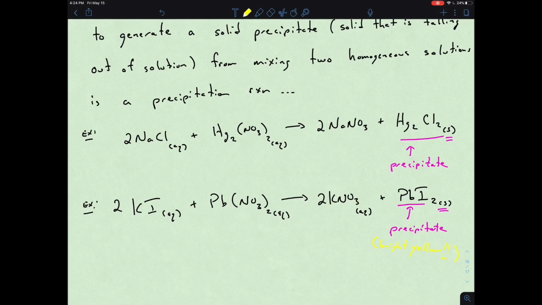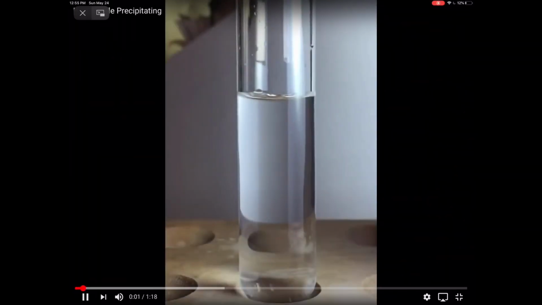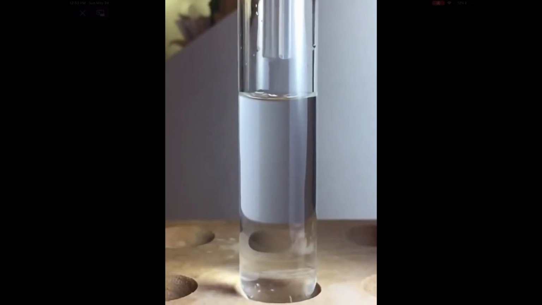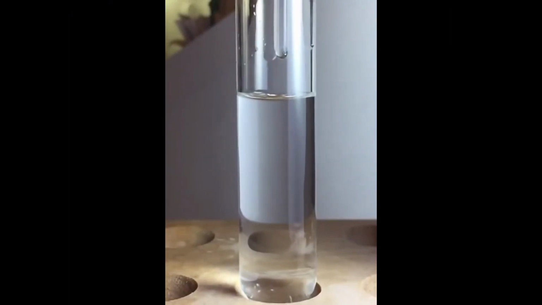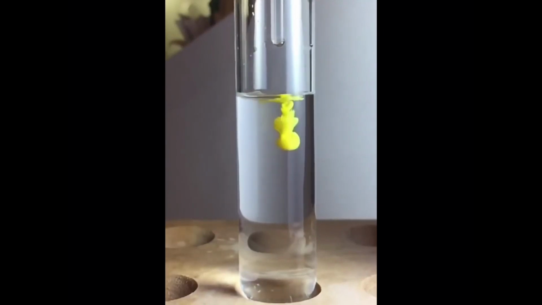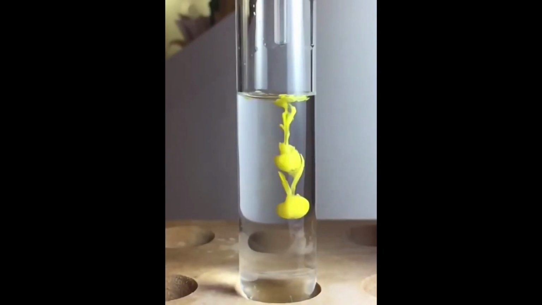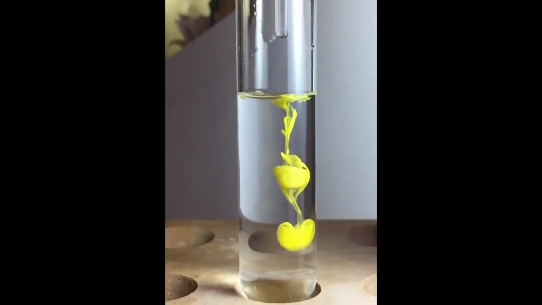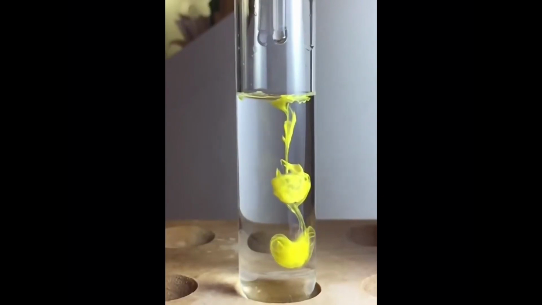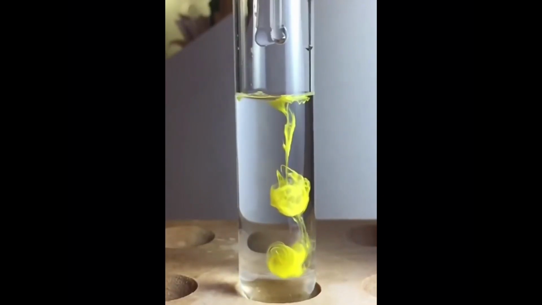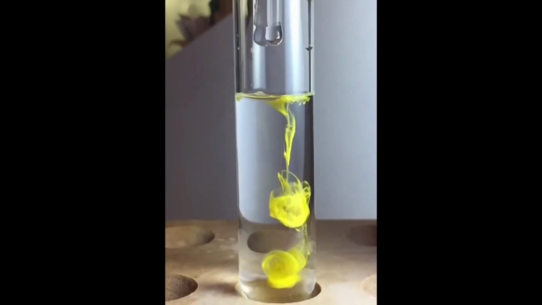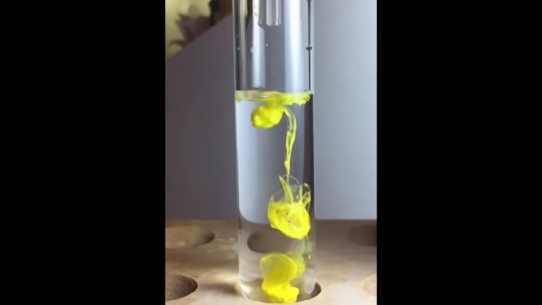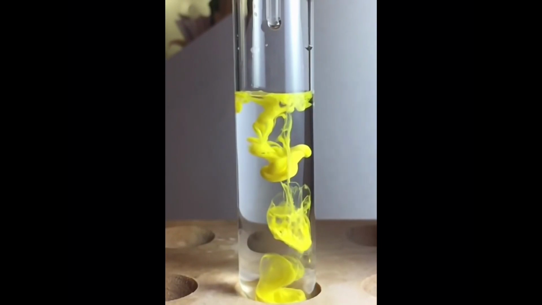So check out the trippy colors with this demo. So here you have the two solutions above. You see a straw which has the potassium nitrate. It's going to drop right into the potassium iodide. As soon as we see that, ooh, cool colors evolve. That is the lead iodide precipitate. So two solutions above, potassium iodide, below lead nitrate, they come into contact, boom, solid precipitate.